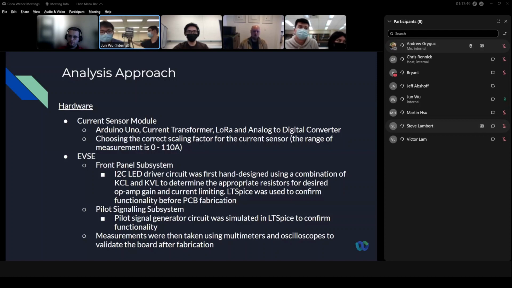On this screen, you can see the prototype that we built, and it has all of the front panel and the pilot generator circuits inside it.